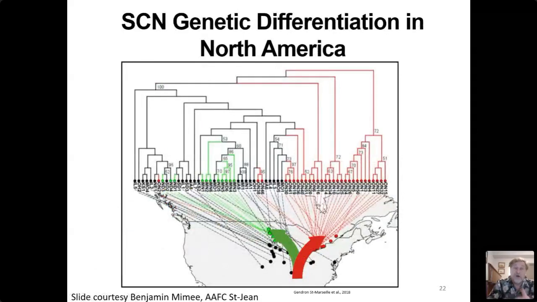And work from a colleague in Quebec, Benjamin Mimee with Agriculture and Agri-Food Canada, looking at the genetics of populations of soybean cyst nematode from North America, has identified really there's kind of two lineages of SCN. There's the northeastern lineage that's moved into Ontario and Quebec, and then there's a northwestern lineage. Manitoba wasn't part of this because we didn't have the nematode when he did the analysis, but we've provided the nematode to Benjamin, and we'll see, but I'm pretty sure that we'll be part of this northwestern lineage, as different from the northeastern here.